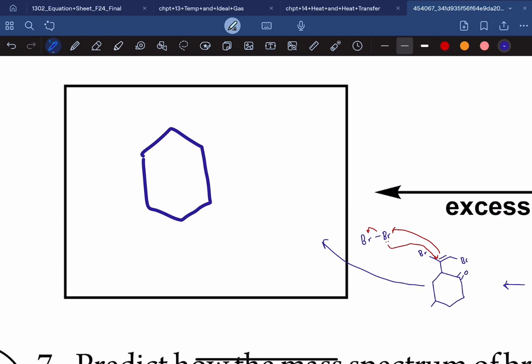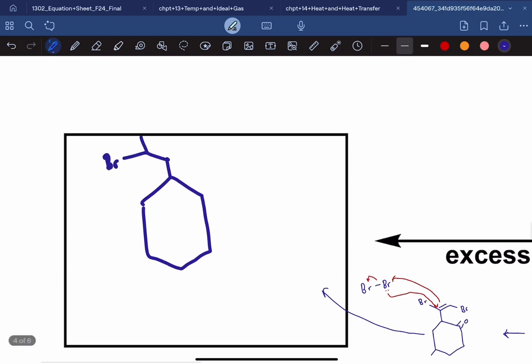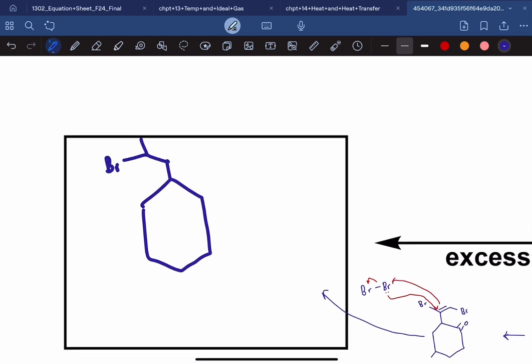So it just ends up looking like dibromination. This thing gets 2 bromines here, Br, and then this one gets 2 bromines here. And then obviously make sure you keep your answer in the box. So we'll move that in a second.